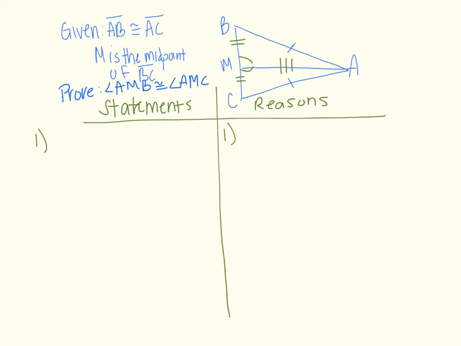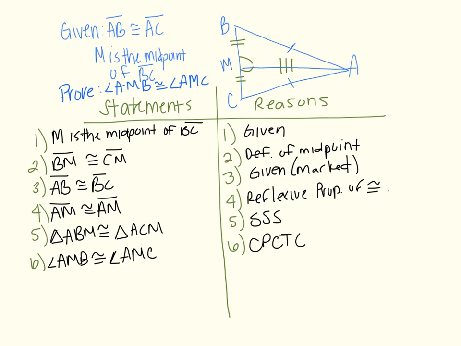So I'm going to go ahead and fill out this proof, but I'm going to pause the video and write it all out, and then I'll replay the video in just a second. Alright, so here is the proof worked out. I started out with the second given statement actually. I started out by saying that M is the midpoint of BC, that's given to us. And then because of that, we can say that BM is congruent to CM, and that's the definition of midpoint.